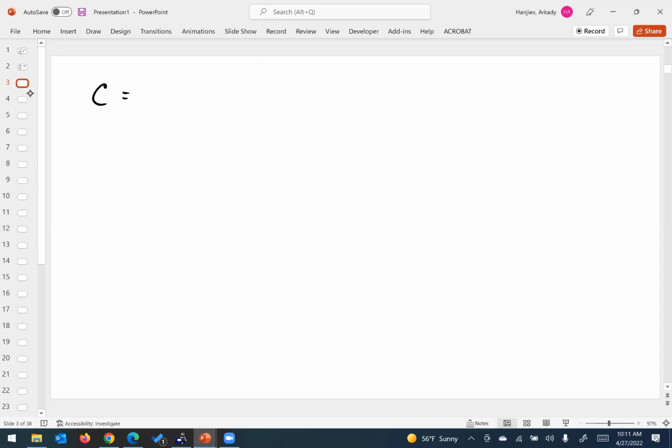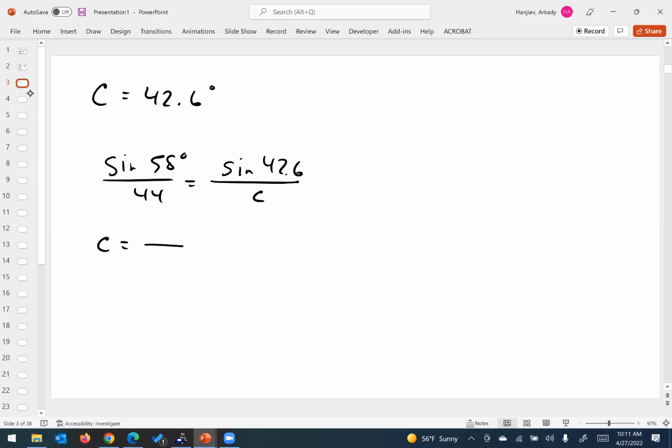Come on, pen is not writing. Sine of 58 over 44 equals sine of 42.6 over C. C equals 44 sine of 42.6 over sine of 58. Okay, Atali, you asked that question. Is that good now? Makes sense now? Okay. All right, anybody get the answer? I have 35.38, but I did a different mapping earlier. Yeah, I'll go with 35.